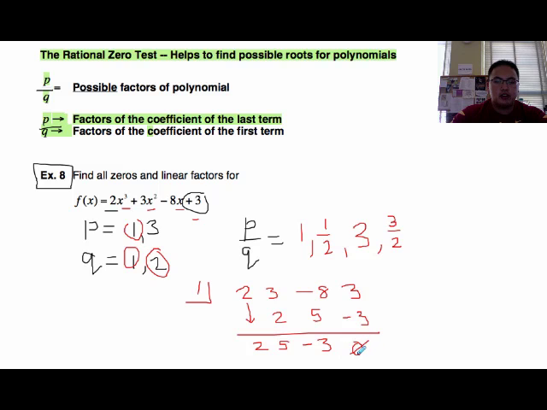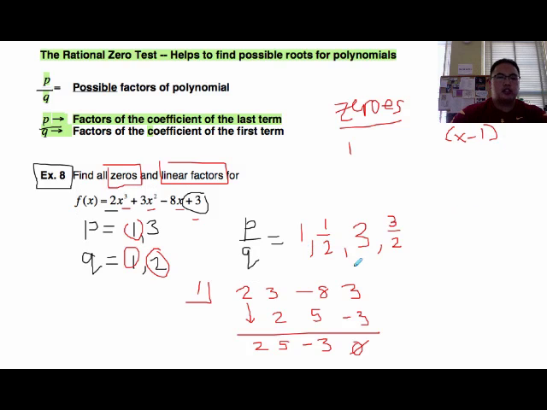Because I have a 0 remainder, because when I plugged in the number I got no remainder, that tells me that 1 is a zero. Let's just say zeros: one of them is 1. Because remember the question asked for all the zeros and linear factors. So one of the zeros has to be 1, and one of the linear factors has to be x minus 1.